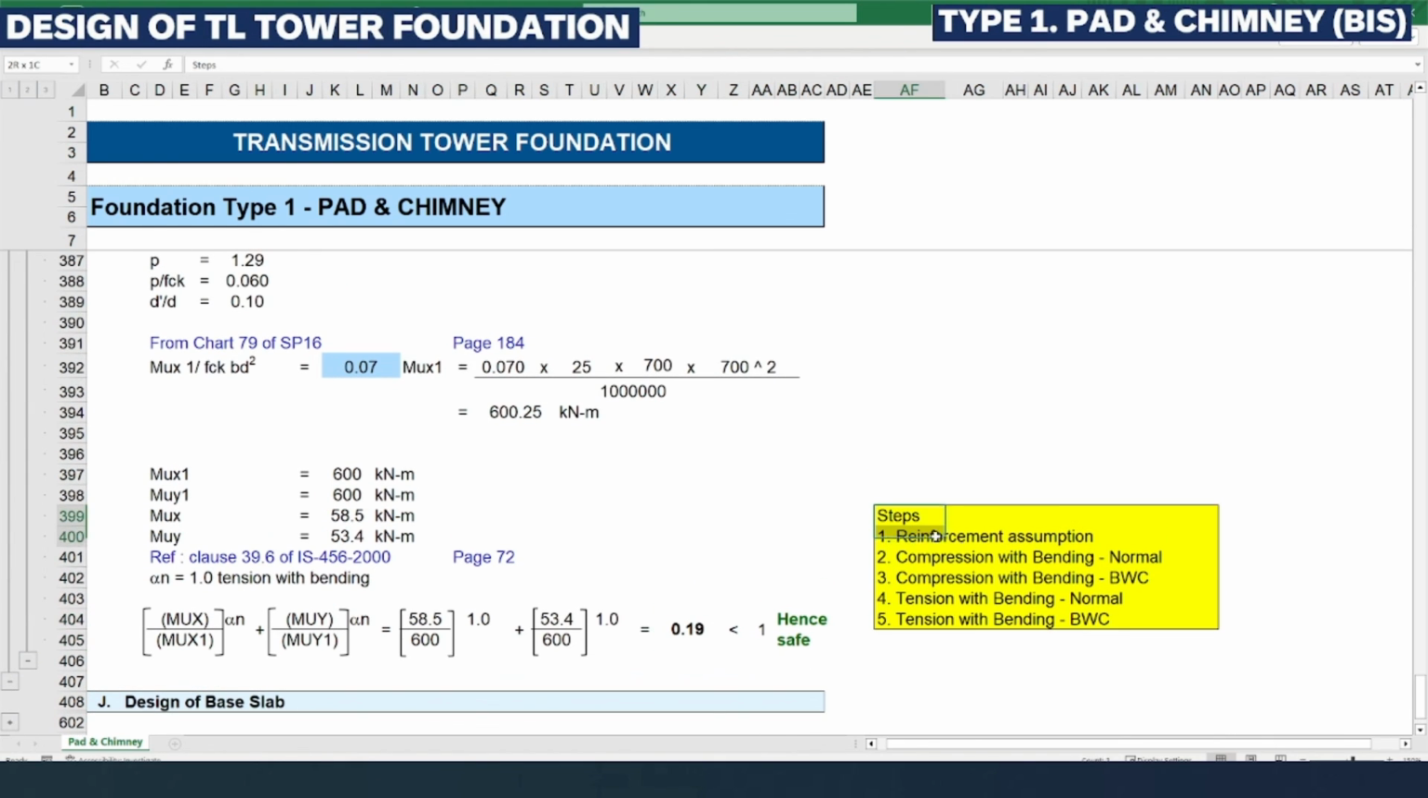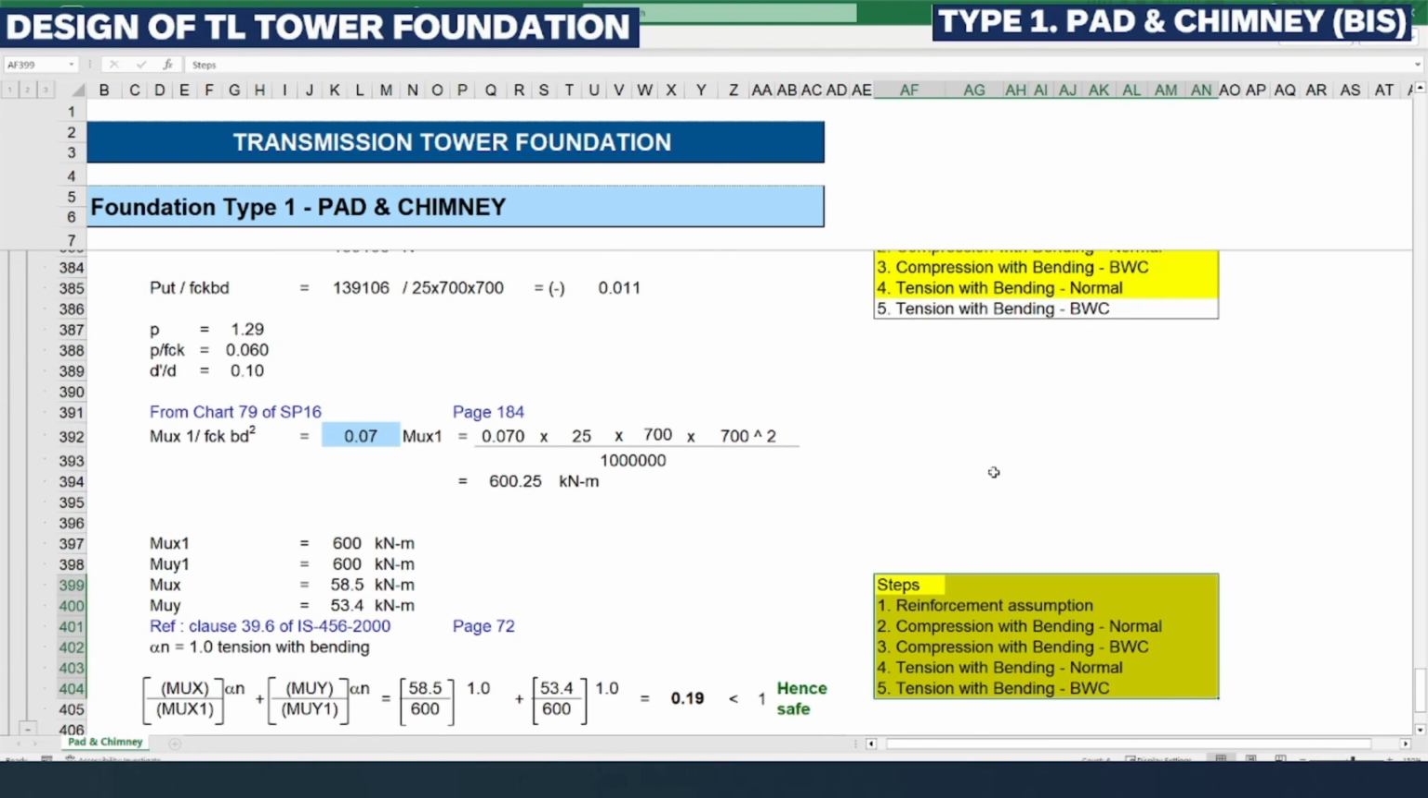So this is all. With these 5 steps we have completed the design of a chimney. So with this, the video gets completed.